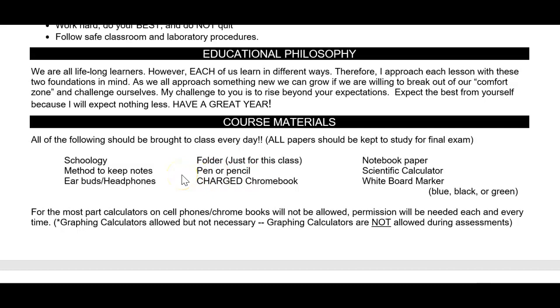Now, some of these materials are less needed than others if we are in a virtual situation versus a hybrid or in-person situation. What's most important in either situation would be a charged Chromebook, a scientific calculator, and a method of taking notes. Please note that when we're in person, you will not be allowed to use, for the most part, your cell phones. Your calculators are on your Chromebooks, and graphing calculators are not allowed on the assessments when we're in person.